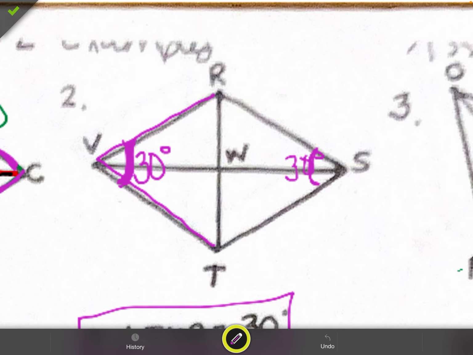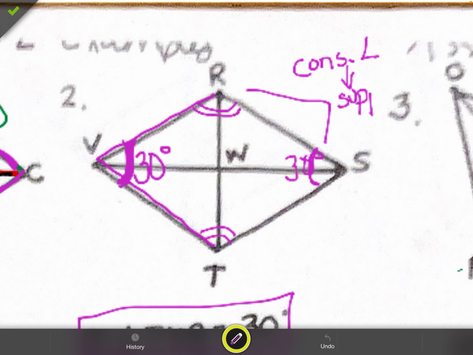If these corners are 30, then we have a way of finding angle R and angle T. Okay? Because remember yesterday we talked about these are consecutive interior, and consecutive angles are supplementary, so they have to add up to 180. So we would do 180 minus 30, and that would tell us what we have left for angle R, 150. If angle R is 150, then you know angle T is 150. So just with that 30 degrees, we could find the other three angles.